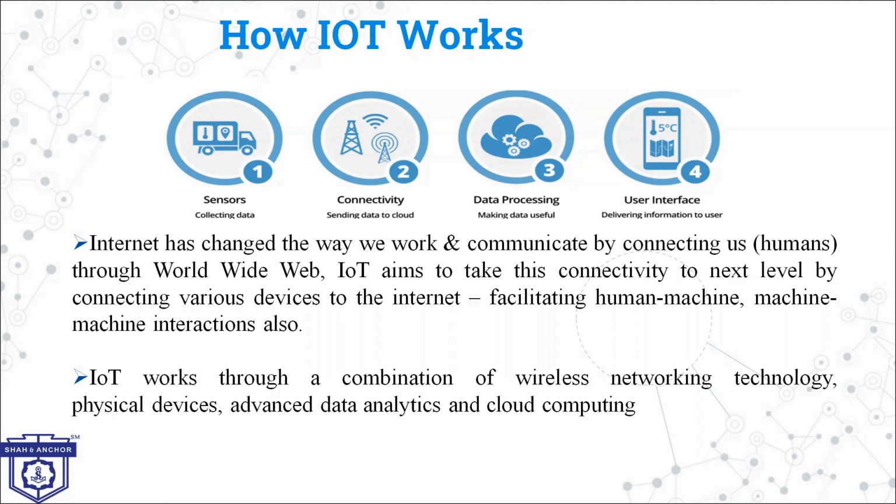Which are those? The first one is the sensor, second is connectivity, third is data processing, and fourth is the user interface. Starting with the sensor: sensors are small electronic components used for collecting live, real data from the surrounding environment. Means it will collect data from your surrounding environment, such as temperature, humidity, air pressure, carbon dioxide, and the camera, etc.